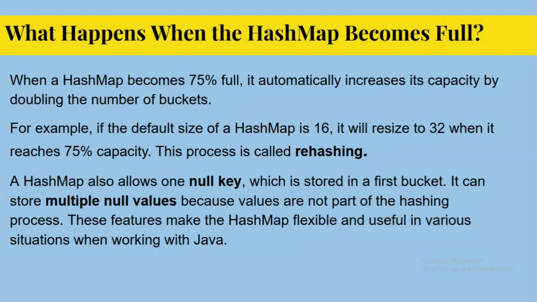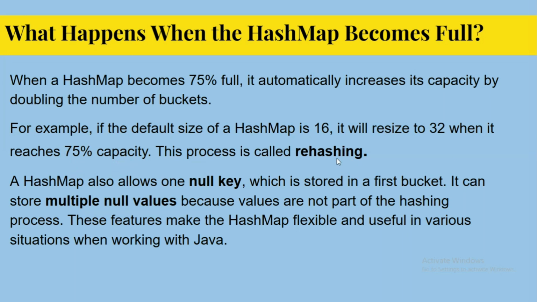What happens when the hash map becomes full? When a hash map becomes 75% full, it automatically increases its capacity by doubling the number of buckets. For example, if the default size of a hash map is 16, it will resize to 32 when it reaches 75% capacity. This process is called rehashing.